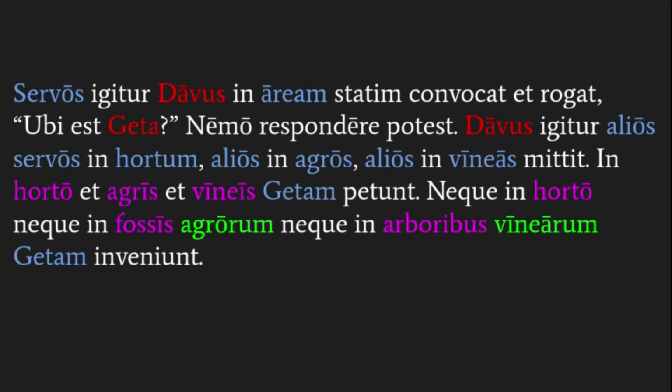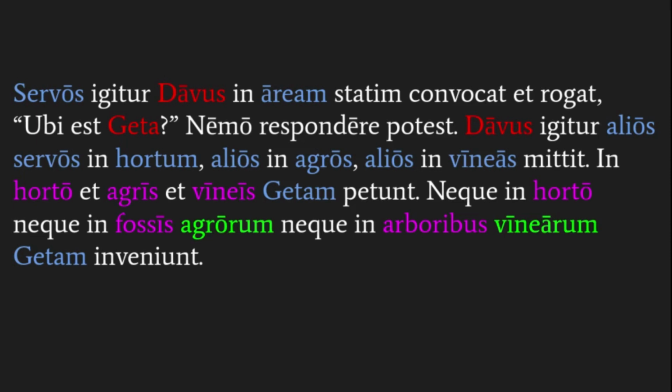Neque in horto, neque in fossis agrorum, neque in arboribus vinearum Getam inveniunt. So here we have neque, meaning neither nor. The verb is all the way at the end. You'll notice there's no word in red here, because again, we're referring to the slaves who are looking for Geta. So if we go to the very end with inveniunt, that means they find, right? So they find Getam, Geta, right?